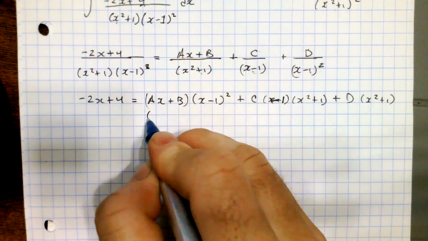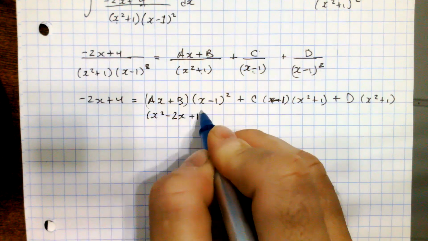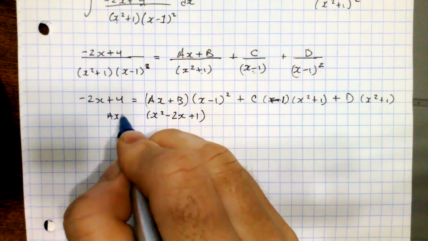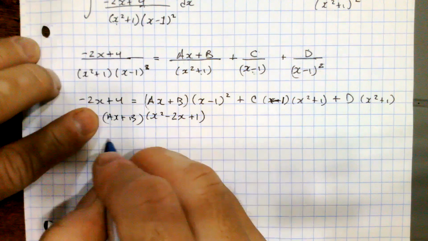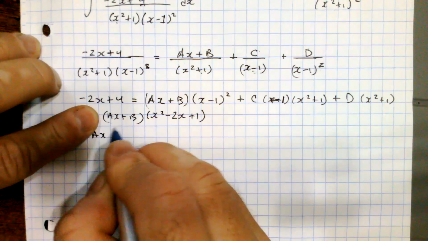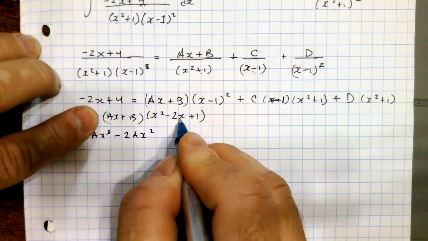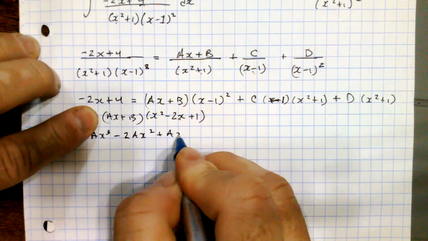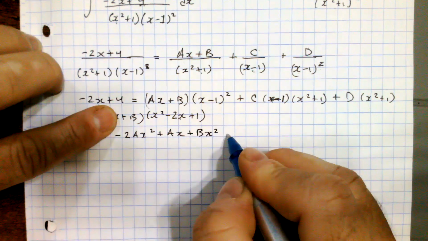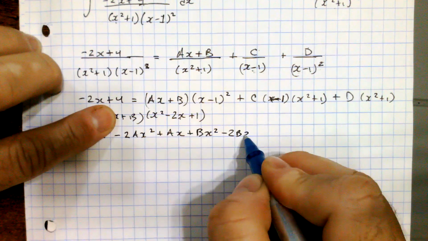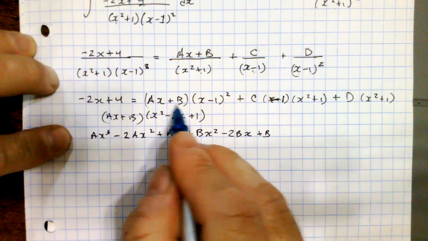So I get x squared minus, this is a perfect square, so it'll be minus 2x plus 1. Okay, and then I have to multiply that by ax plus b. So multiplying here, I'm going to get ax cubed minus 2ax squared plus ax, plus bx squared minus 2bx plus the constant term of b. Okay, so that's going to be this term.